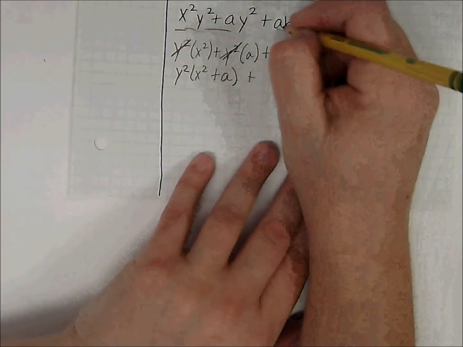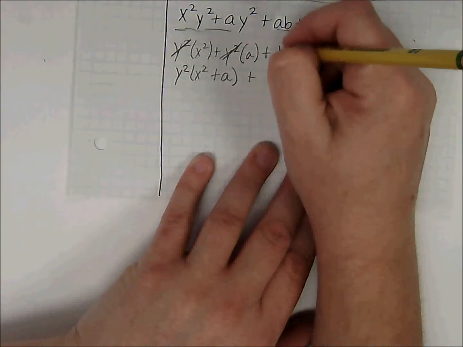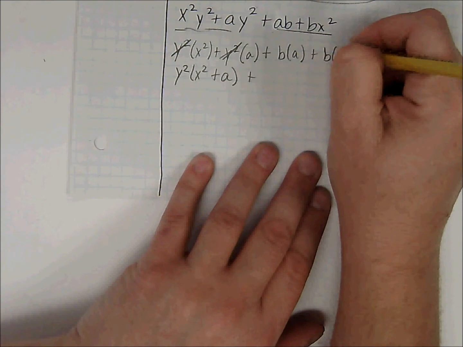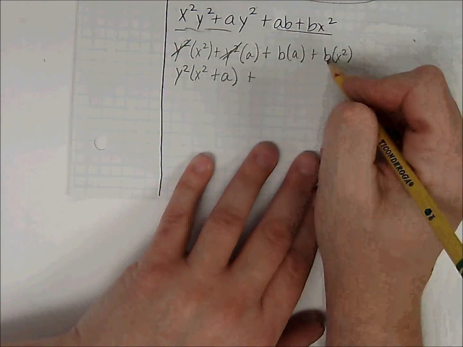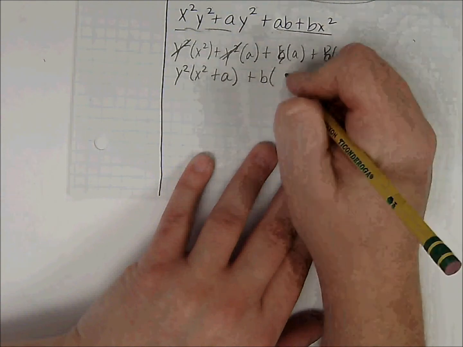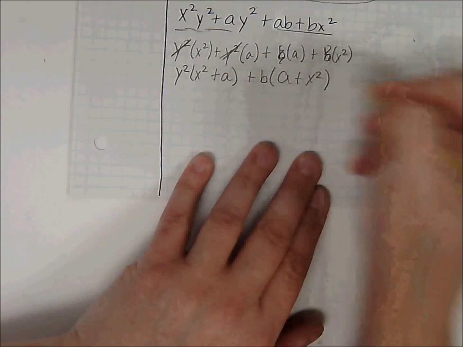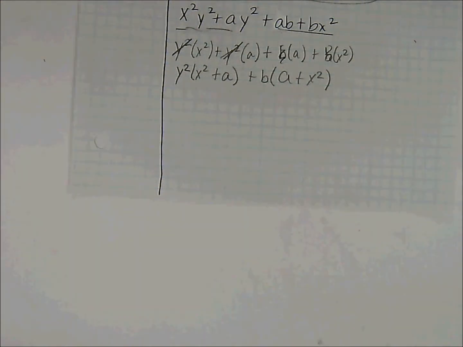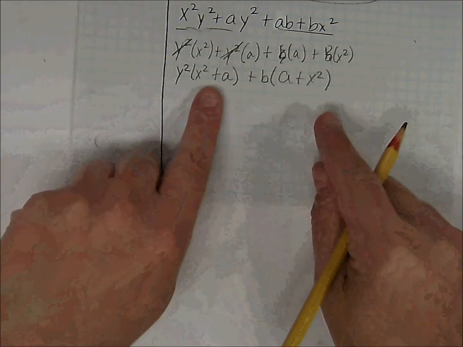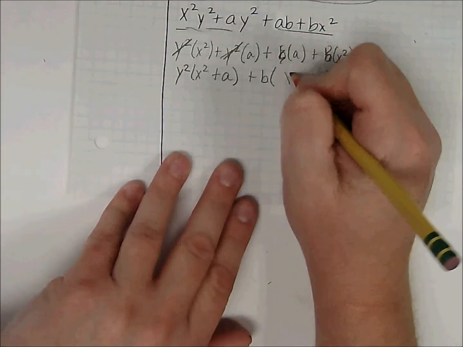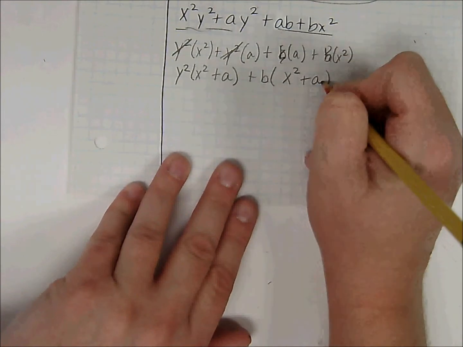Now we look and see what these two have in common. They both have a b. This is b times a plus b times x squared. And we're looking like we're in the right direction. Take the b out, a plus x squared. Now remember, when we're adding numbers, the order doesn't matter. And I want these two to look the same. So I'm going to actually flip them around, because a plus x squared is the same thing as x squared plus a.